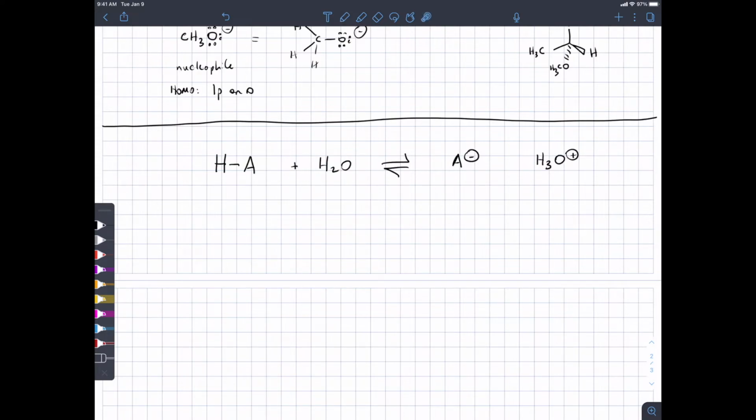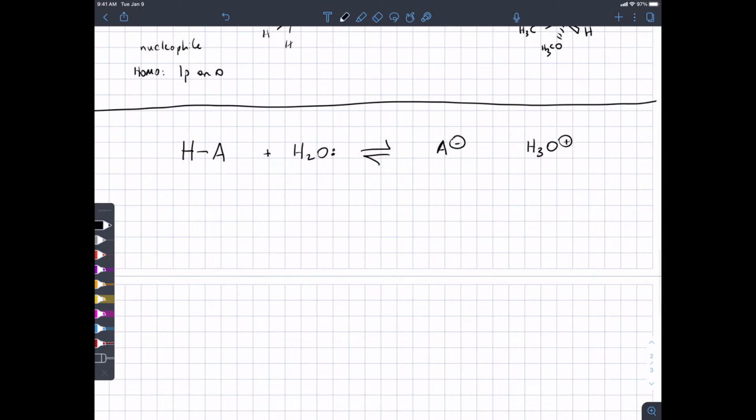Last week I said there's no such thing as acid dissociation. We don't go from HA to H plus and A minus. At least not in water. I guess you could do that in the gas phase. What happens here is that non-bonding electrons on the oxygen attack the LUMO, the sigma star, between hydrogen and whatever this group is, and then we break the bond between hydrogen and whatever this group is. So we have this equilibrium.